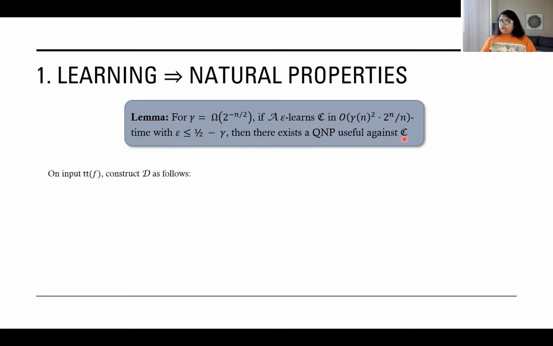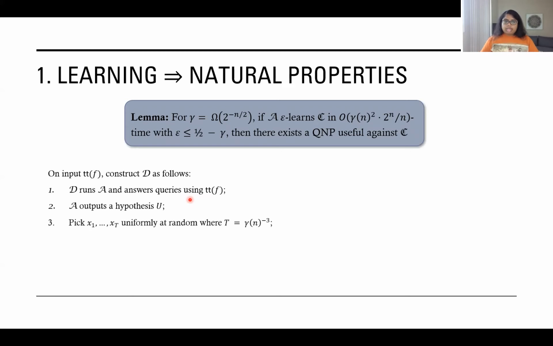Okay, so how do you construct it? I'm given the truth table of the function as my input, and I construct the algorithm D in the following way. I basically run the learning algorithm, and every time the algorithm queries my function, because I have the truth table, I can answer even superposition queries accordingly. A will output some hypothesis, a unitary here. And now the algorithm picks t different random inputs x1 to xt, where t here is going to be 1 over gamma of n cubed.